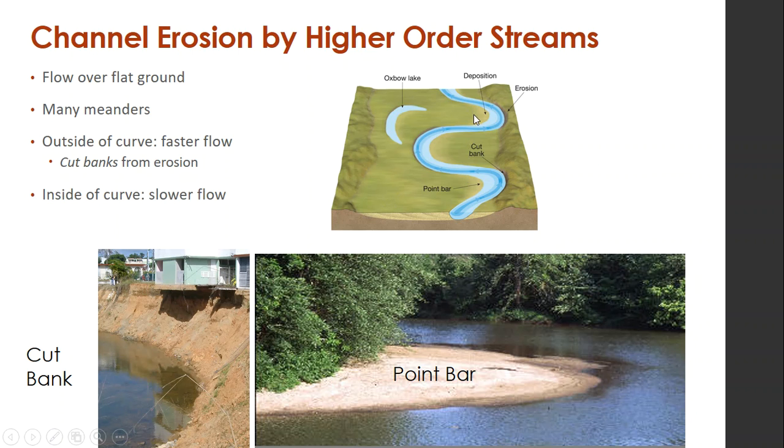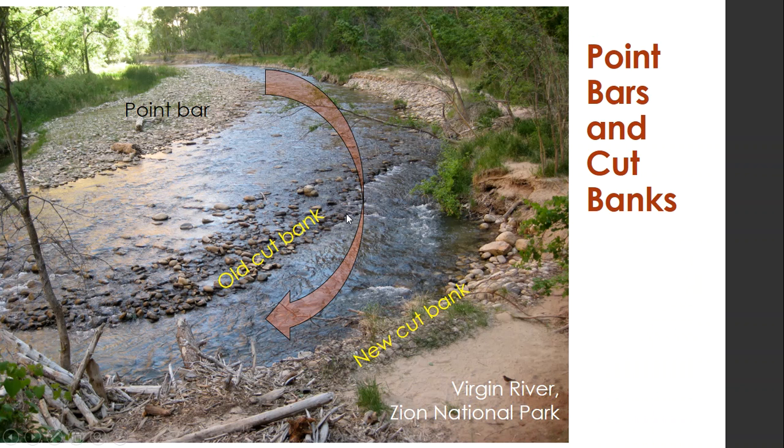Inside of the curve right here, you're going to get a depositional landform. That water is going to be flowing more slowly, so you're going to get something called a point bar. You're going to get new land that is being formed by that sediment that's being dropped off. And so in this picture here, you can see here is the point bar, where it's been deposited. This is the old cut bank. This is the new cut bank where it's being eroded away.